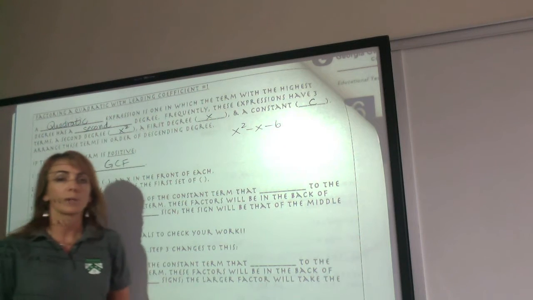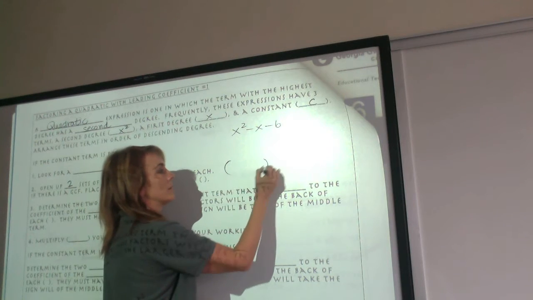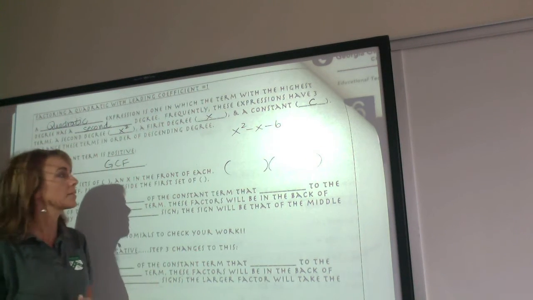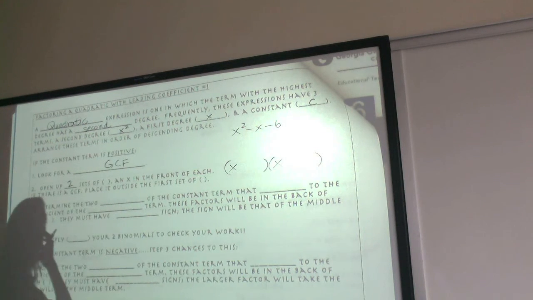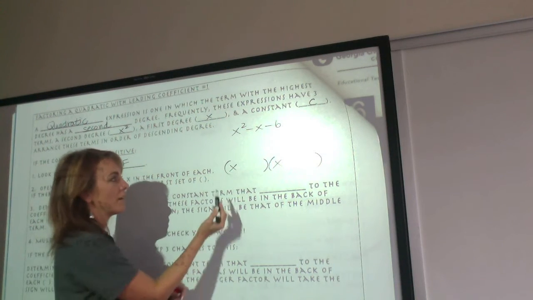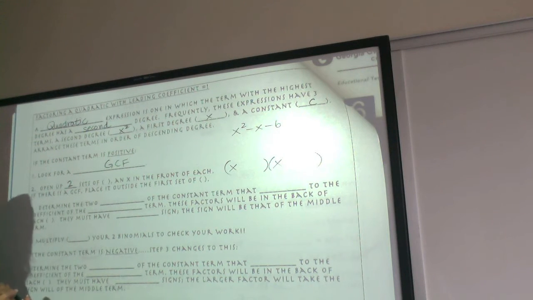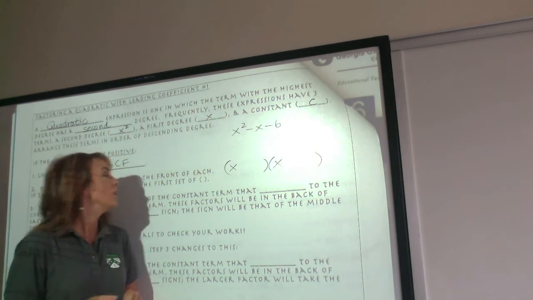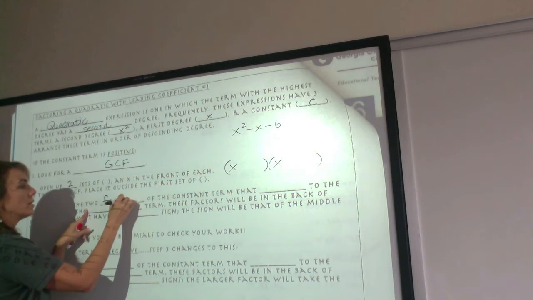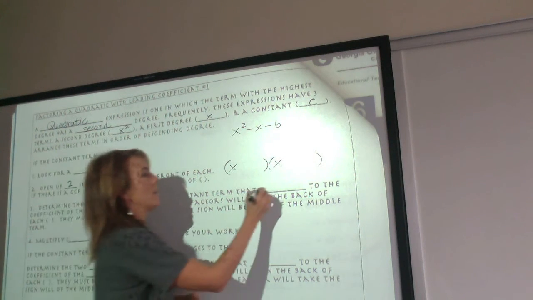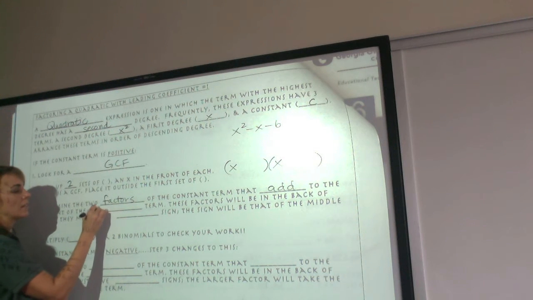Then what we're going to do is open up 2 sets of parentheses, just like this. And we're going to put an x in the front of each set. X, x. If you happen to have had a GCF, you would have put it outside the first set of parentheses, but we don't have one. So next we're going to determine the 2 factors of the constant term that add up to the coefficient of the linear term.